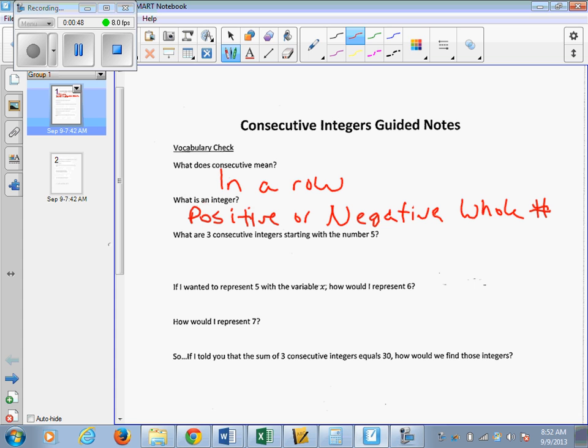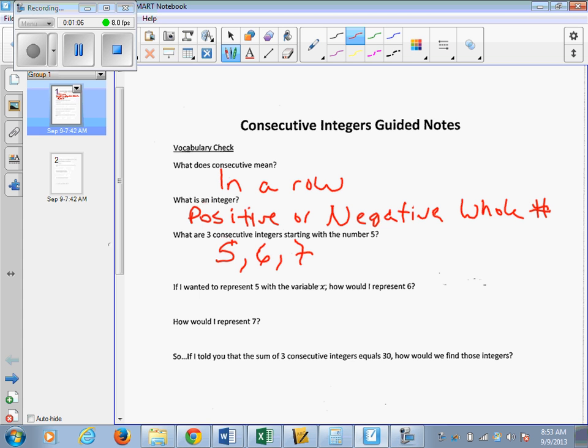So what are three consecutive integers starting with the number 5? We start with 5. Consecutive just means next one in a row. So 6 is our second one, and our third one would be 7. 5, 6, 7. Those are three consecutive integers.